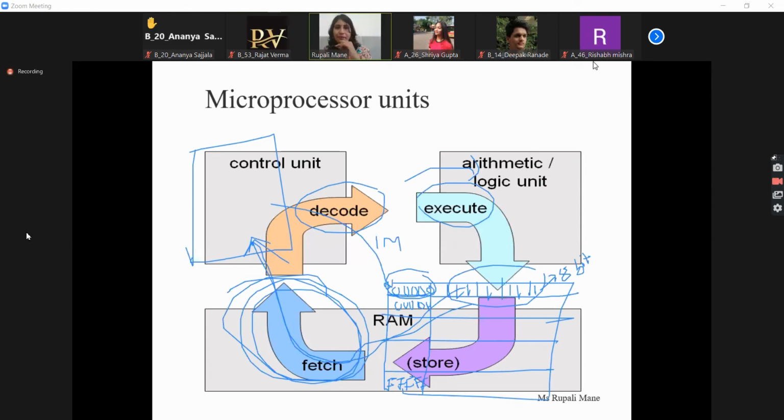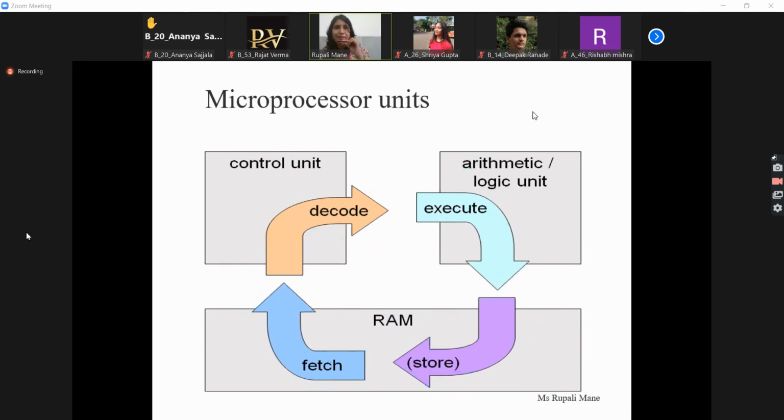Okay, I think we should take a break, a small break. Shall we take a small break? Yes, ma'am. Five minutes. We'll come back at 10:55. Till that time, I think there's a hand raise from Ananya, so you can clear your doubt.